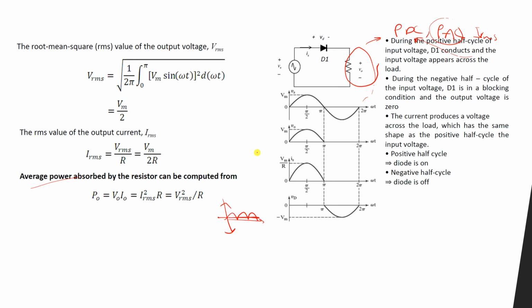However, if I am talking about just the DC power, then I will use V average squared divided by R, or I average squared multiplied by R. Remember, there is a big difference between these two. I hope the point is clear for you.